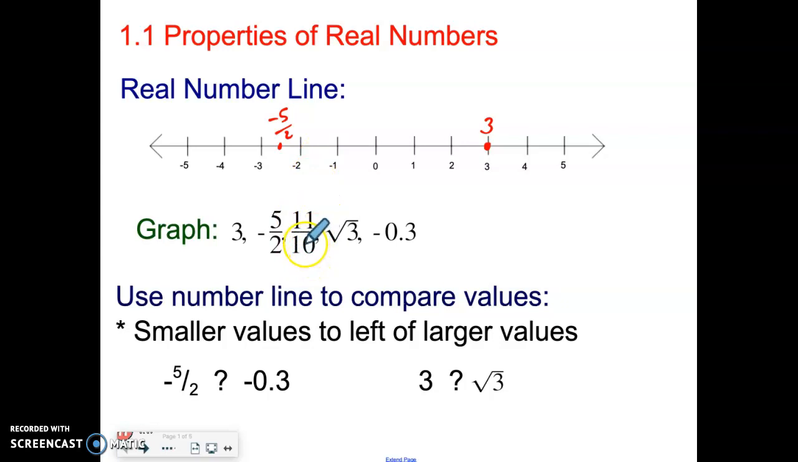11/10, again, some people might want to put that into a decimal, 1.1, to figure out kind of where that would be. Although when I graph it, I do want to label it how they gave it to me. So 11/10 would be right here.